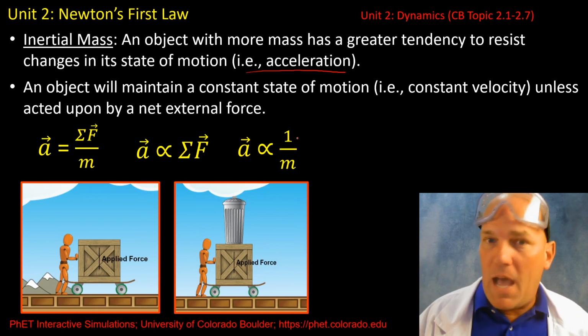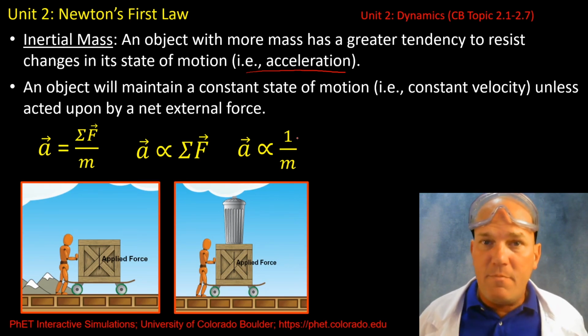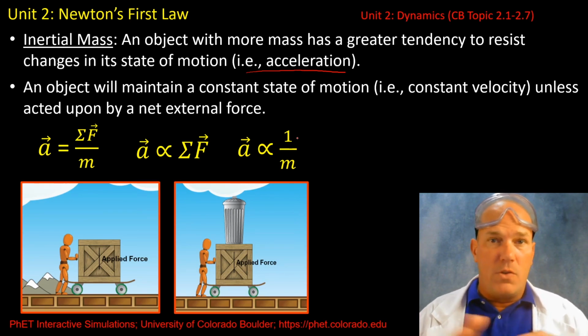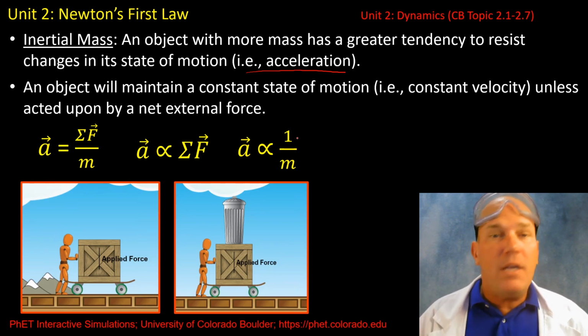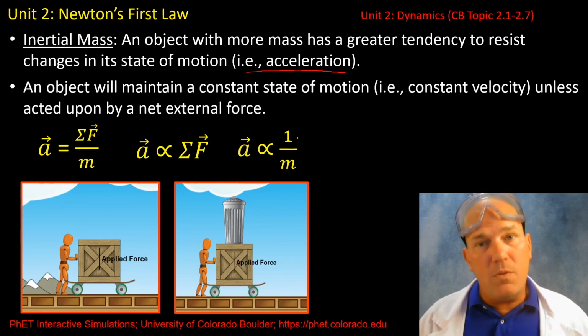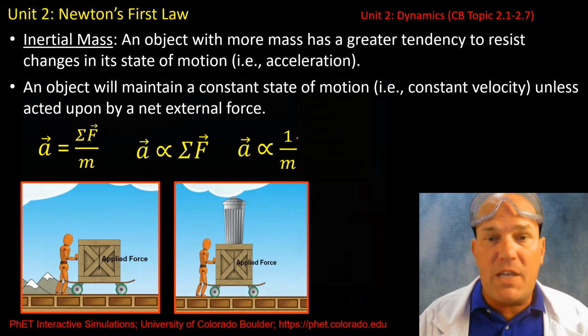Okay, so if an object's moving to the right at 5 meters per second and there are no net external forces on that object, it will just simply continue moving to the right at 5 meters per second.